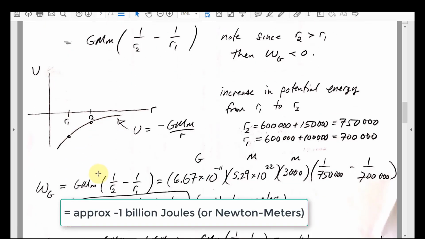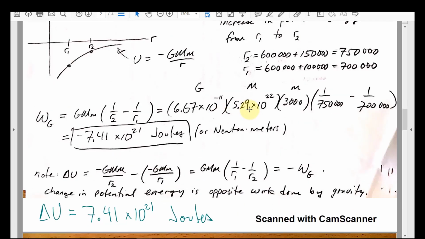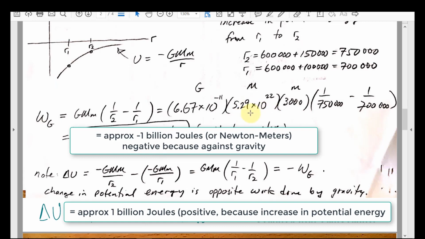So if I now want to plug in the numbers that were given, the gravitational constant was 6.67. And here I have the mass of the planet Kerbin and the mass of the rocket at 3,000. This is a reminder to me of how with different masses, you do have different values for the work done by gravity. That does depend on the mass, even though the speeds don't depend on the mass. The work done by gravity would change depending on what value you use for the mass.